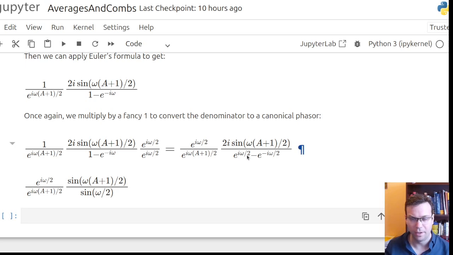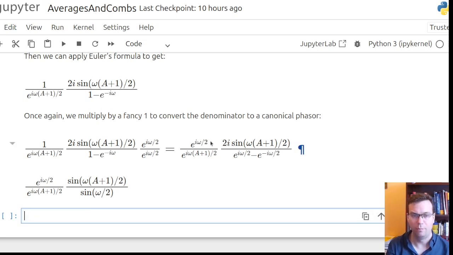Ended up with e to the i omega 2 minus e to the negative i omega 2. I can apply the same trick and write that as 2i sine of omega over 2. Then the 2 i's cancel out between the numerator and denominator, and this is my final expression. So I have a unit phasor here, which describes the phase effect of applying this convolution. And then I have this real number here, which describes the magnitude.